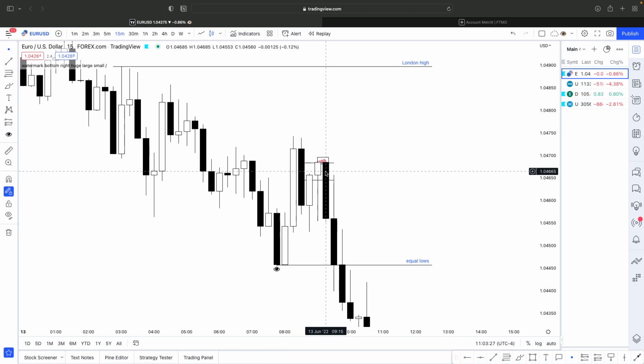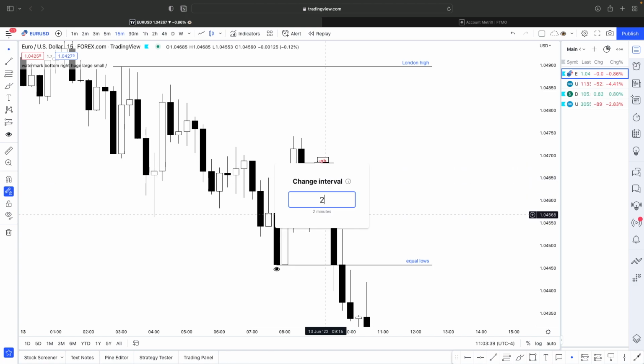I'm not going to get in early. I'm not going to try to guess if this candle was going to finish off energetic bearish like it did. I didn't guess that. I patiently waited for this 15 minute candle to close. Once this candle closes, I drop down to the 2 minute time frame.